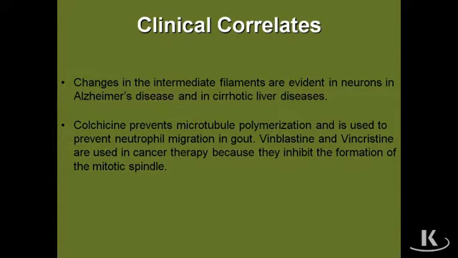All right, one of the things that affects intermediate filaments, which is particularly relevant in the nervous system, is Alzheimer's dementia. But we also see it in cirrhotic liver diseases, which are initially caused by changes in the intermediate filaments. Colchicine prevents microtubule polymerization and is used to prevent neutrophil migration in gout. There also are drugs, vinblastine and vincristine, that are used in cancer therapy because they inhibit the formation of the mitotic spindle of dividing cancer cells.